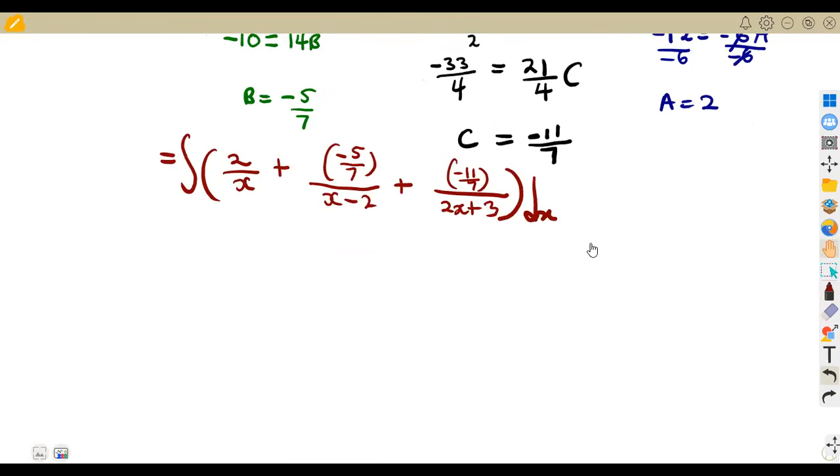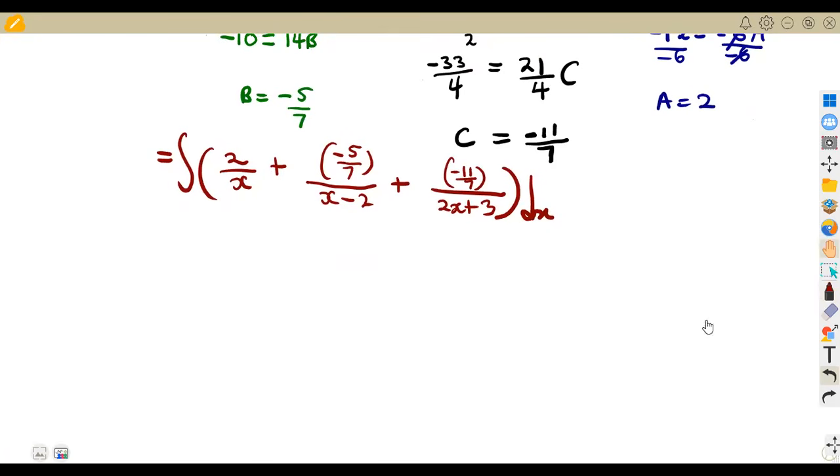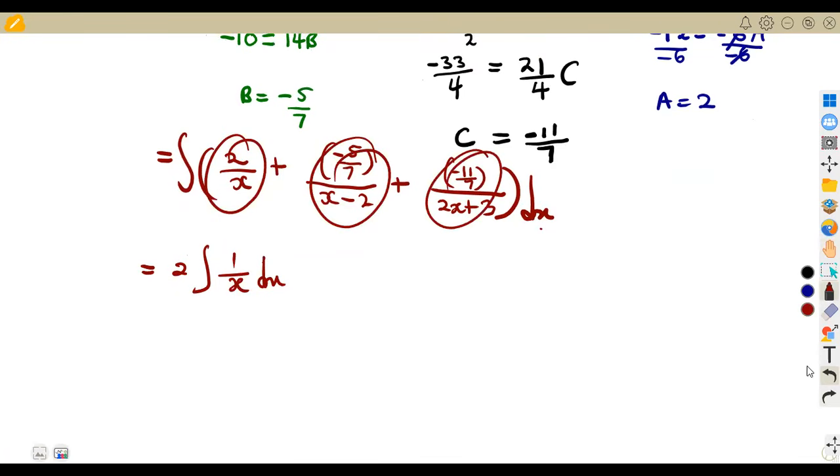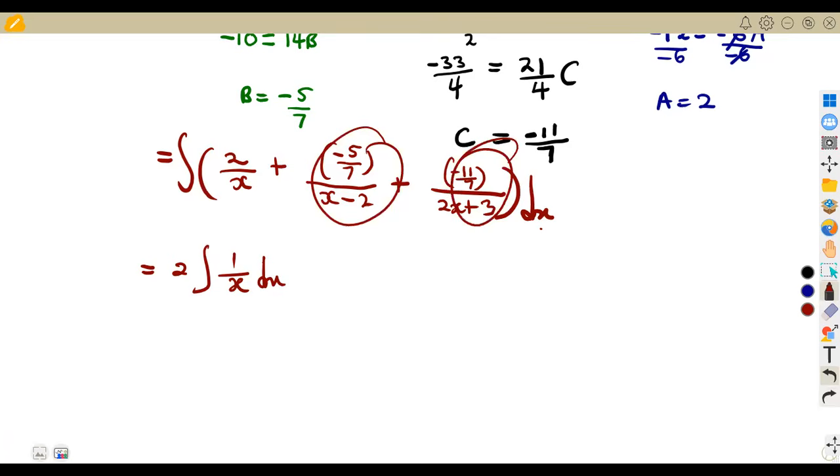All right, so let us integrate, but before that, we can simplify this so that we can integrate properly. Take the 2 out of the integral. So if we take out the 2, we remain with the integral of 1 over x, and we integrate this with respect to x. Since this is a sum, you can integrate each part separately.